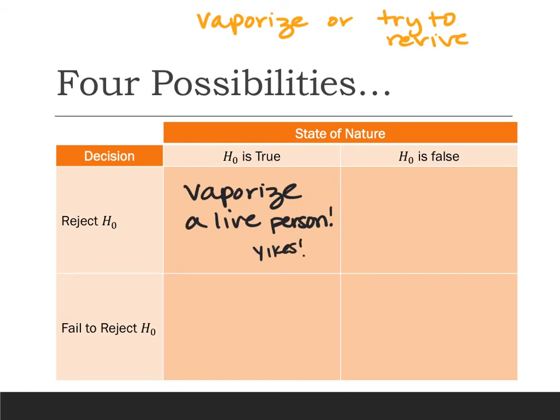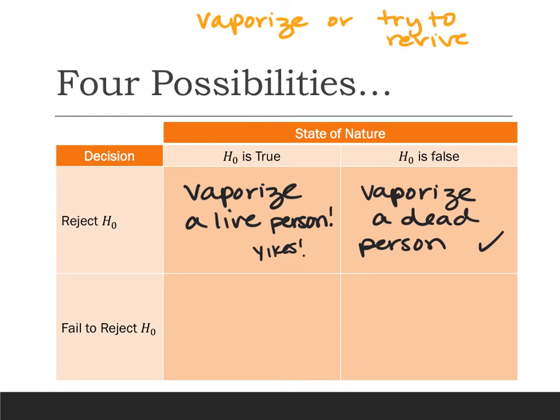Okay, so that's probably not a good thing. So remember, the null hypothesis is false. That means that the patient is dead, and we have evidence of death. Well, if Spock thinks he's dead, he's going to vaporize a dead person. And that's okay. I mean, I hate that he's dead, but decision-wise, that's okay.